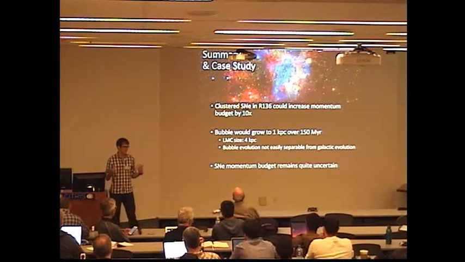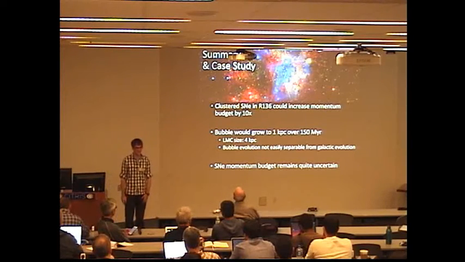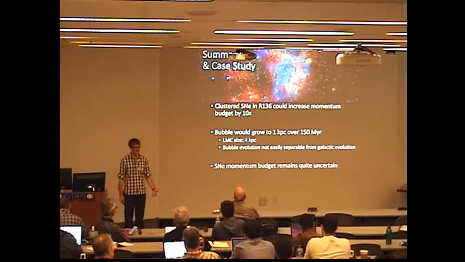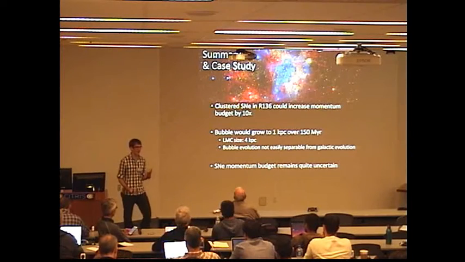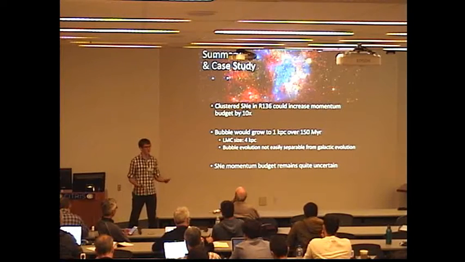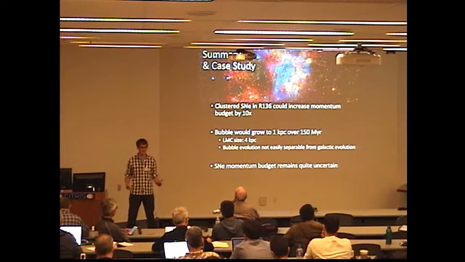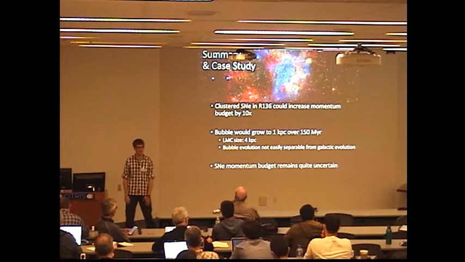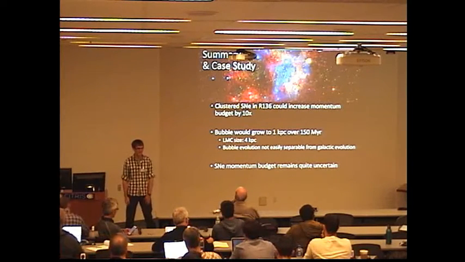So we think that clustered supernovae could have a significant impact on the momentum budget, but there remain significant uncertainties of how these bubble models should interact with the host galaxy that they're in. This is something that we hope to address in the future, but for now, just be aware that there are significant uncertainties with momentum-driven models of supernova feedback. Thanks.